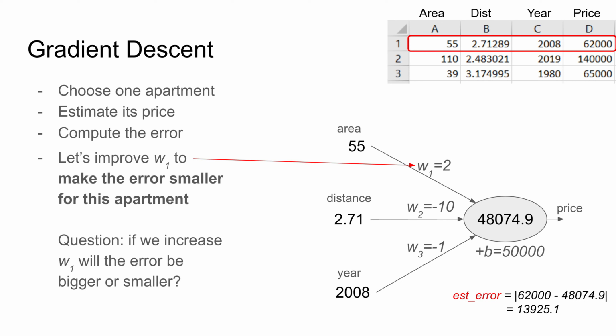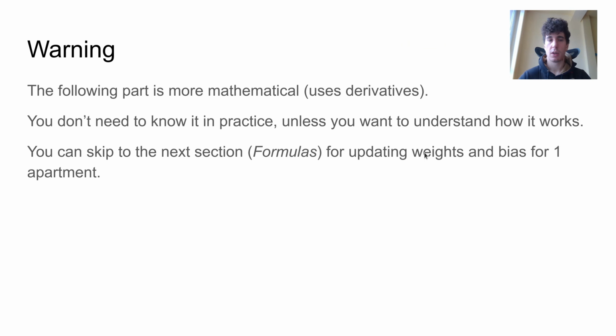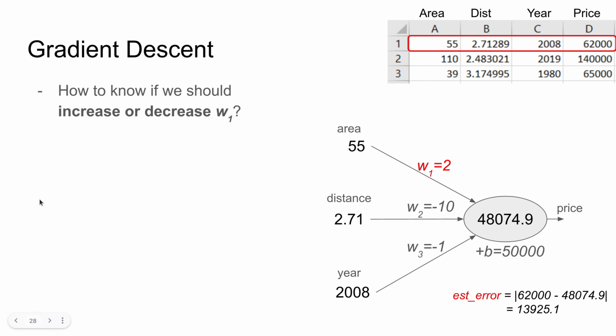Now, let's see in general, how do we know if we should increase or decrease a parameter? In the following section, we will go into a bit of math, so we see how to improve the neural network. If you want to skip the math, you can just go to the next section, which contains the formulas we'll come up with in the following section. So the formulas will be on how to update the weights and bias for one apartment. Now, let's take a look.